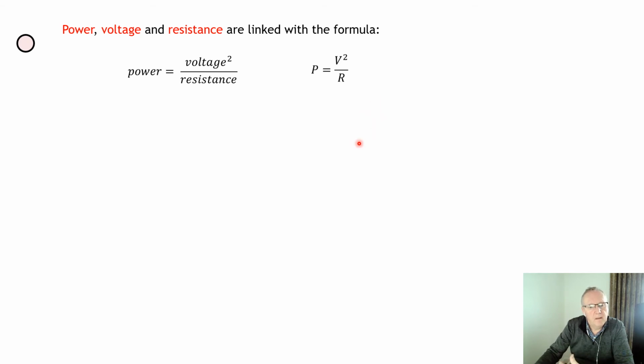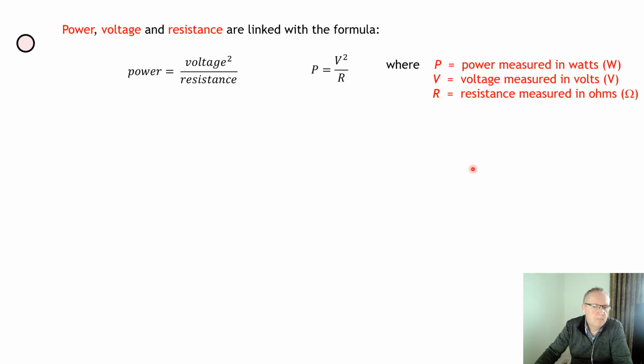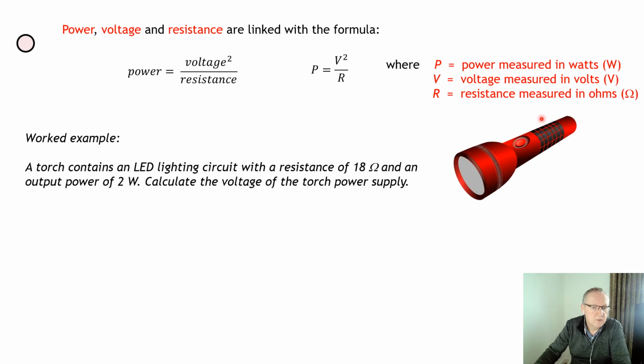Now, you get these equations from combining P equals VI or IV with Ohm's law of V equals IR. I don't think there's any need for you to understand where we get these. I think you just need to be able to recognize them and be able to use them. Again, standard thing, power in watts, voltage in volts, resistance in ohms.